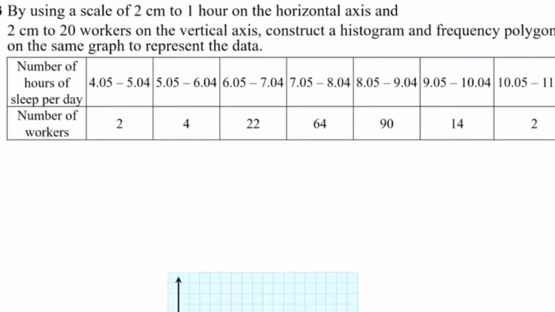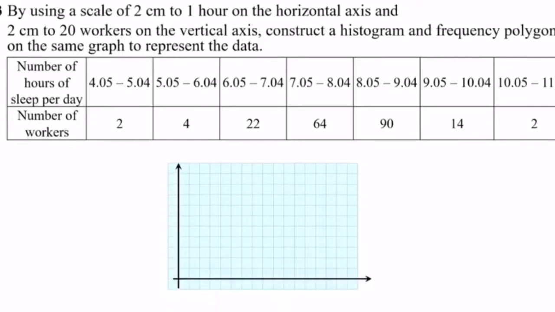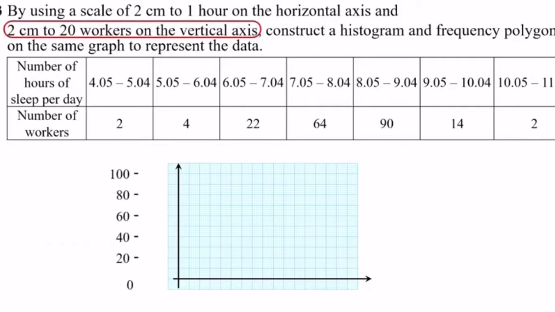Question number 3. By using a scale of 2 cm to 1 hour on the horizontal axis and 2 cm to 20 workers on the vertical axis, construct a histogram and frequency polygon on the same graph to represent the data. So you are given the table, number of hours of sleep per day and numbers of workers. So now we need to construct a histogram.